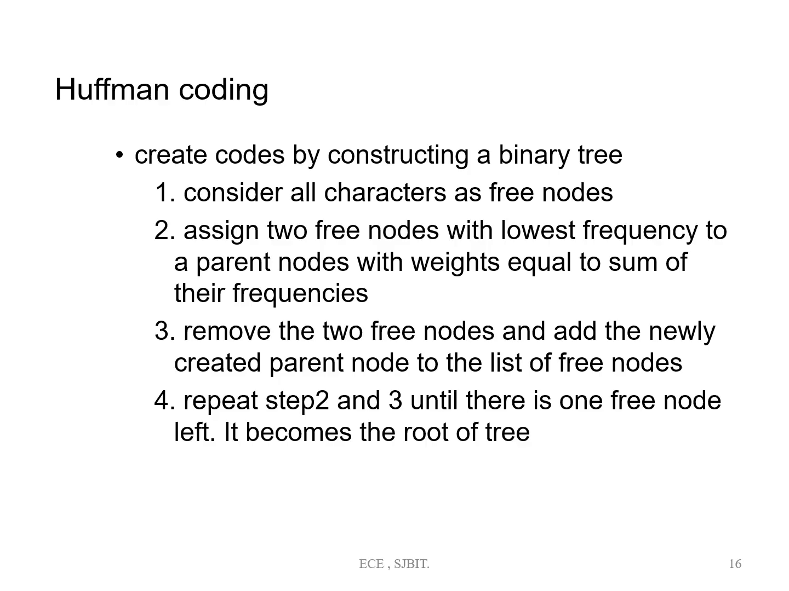So the Huffman code creates codes by constructing a binary tree where we consider all the characters as free nodes. We assign the two free nodes with the lowest frequency to a parent node with weight equal to the sum of their frequencies, and after that we remove the two free nodes and add the newly created parent node to the list of free nodes. Next, we repeat the same steps until there is one free node left, which becomes the root of the tree. The Huffman coding method is nothing but a narrowing down method where we arrive at the base level.